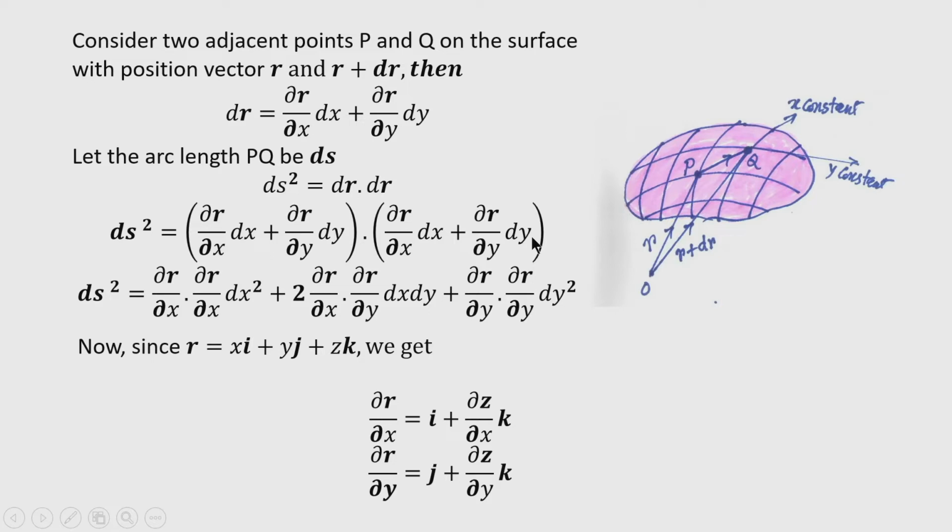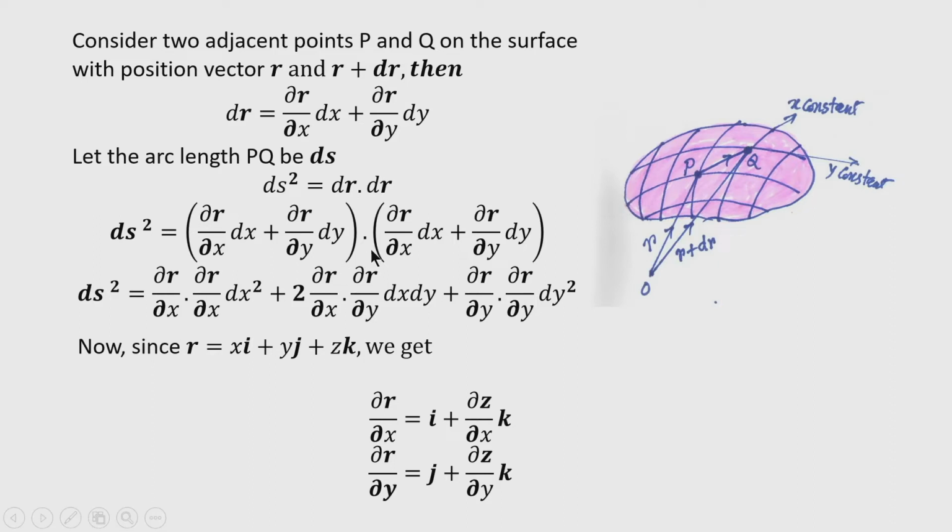Similarly, when you make a dot product of del r by del y with del r by del x, again this term will come, and you know that by the property of the dot product, that is the scalar product, a dot b equals b dot a. So, whichever way you multiply it, del r by del x dot del r by del y is also equal to del r by del y dot del r by del x, but this is not true if I take the cross product of the vectors.